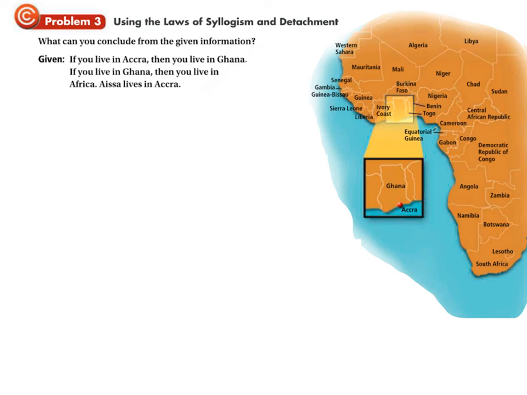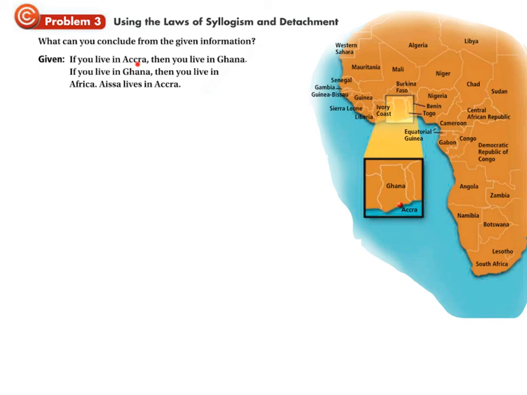Okay, what do we got here? Well, what can we conclude? If you live in Accra, then you live in Ghana, because as you can see here in the illustration, Accra is, I believe, the capital of Ghana. Okay, and if you live in Ghana, then you live in Africa. Those are the two conditional statements. Can we combine that into a new conditional statement using the law of syllogism?